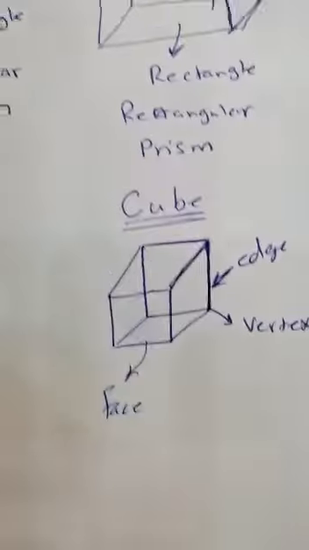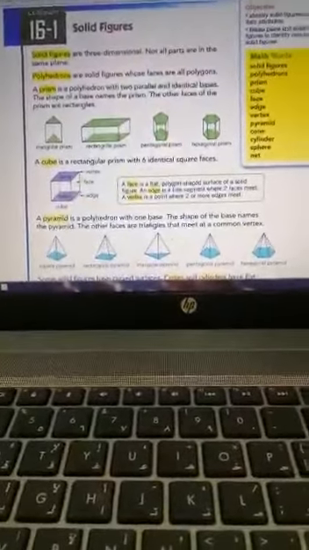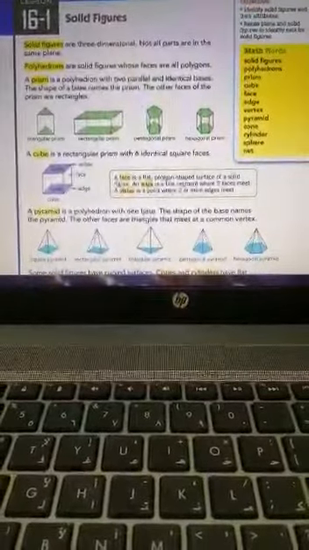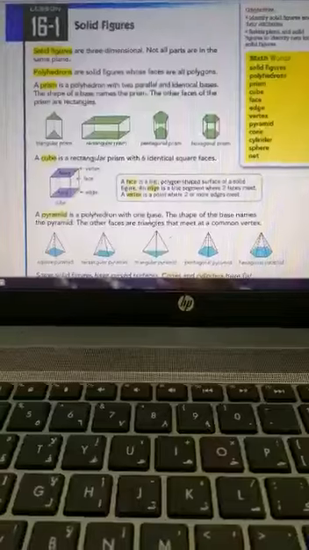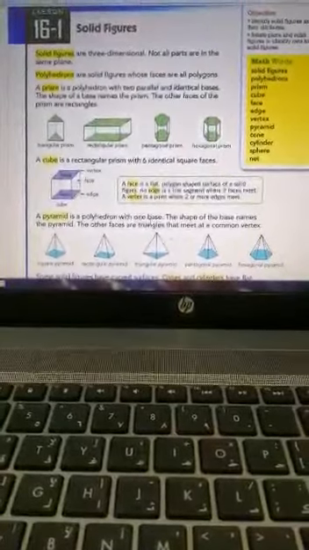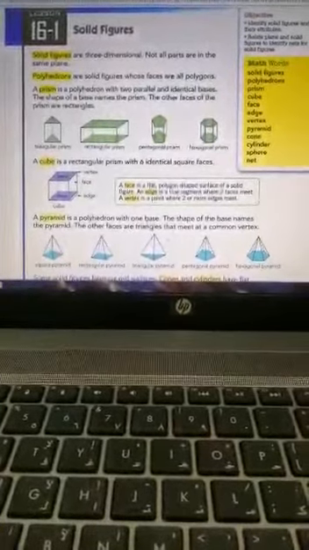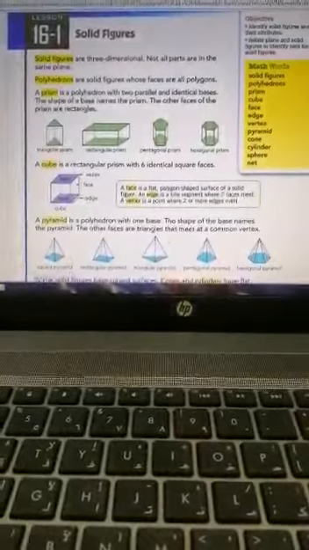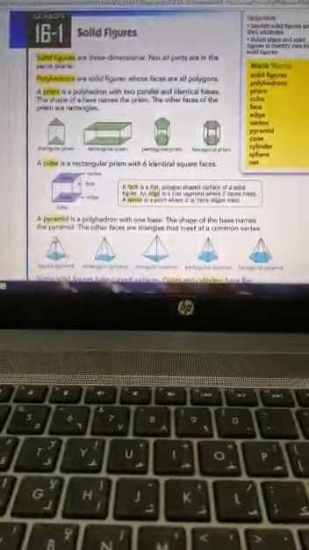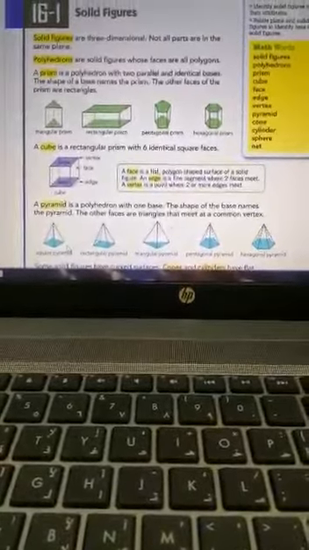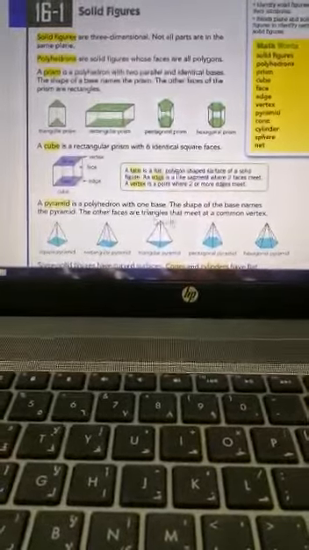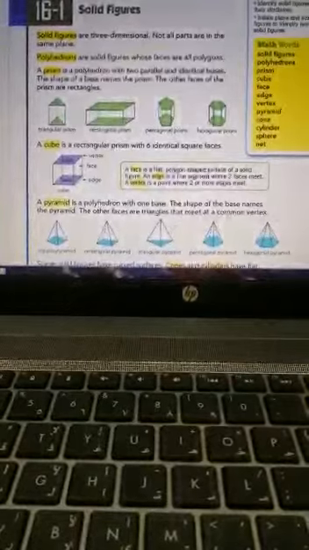Now let us go to the pyramid. A pyramid is a polyhedron with one base. Look at the difference between the prism and the pyramid. The prism has 2 bases and the pyramid has 1 base. With one base, we name the pyramid by this base. If the base is a square, we name it a square pyramid, and the faces are triangles, okay, not rectangles. Then the other faces are triangles and meet at the common vertex.